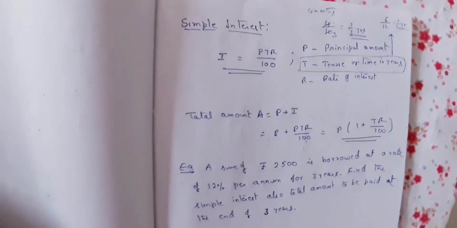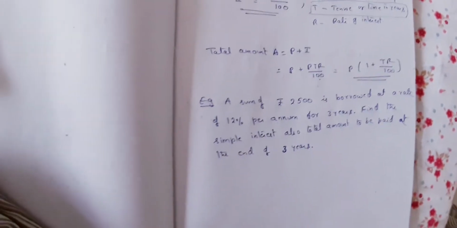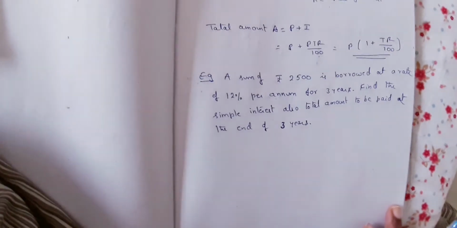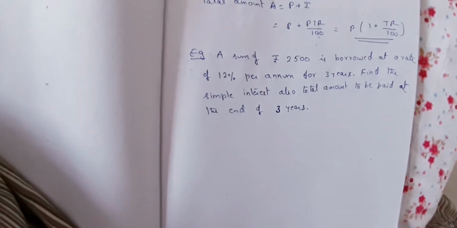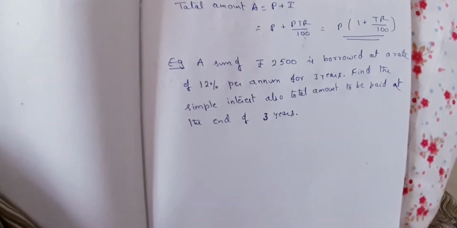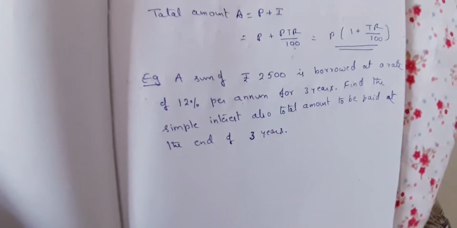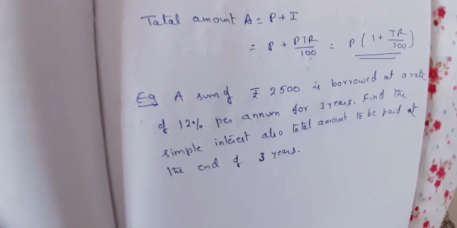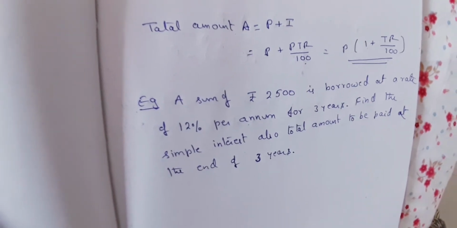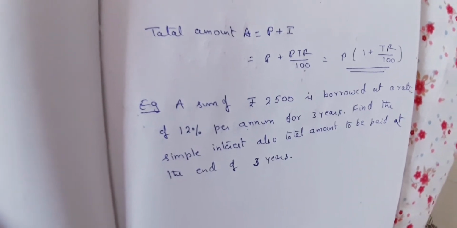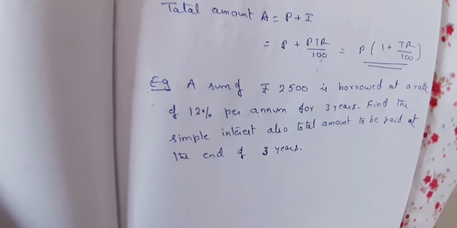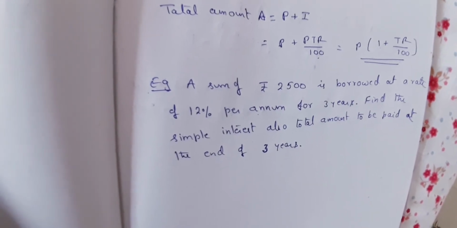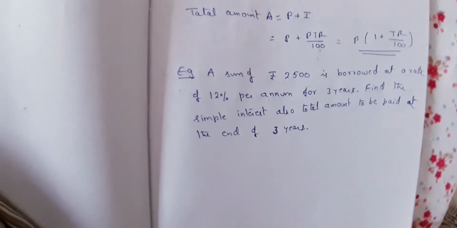Okay, so now let us see an example so that it will be very much clear for you how to substitute. Now read out the problem. A sum of 2500 is borrowed at a rate of 12% per annum for 3 years. Find the simple interest, also total amount to be paid at the end of the 3 years.